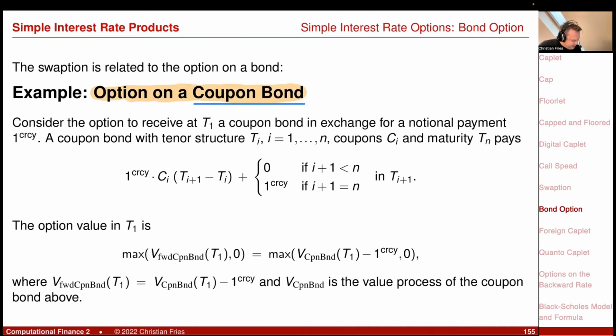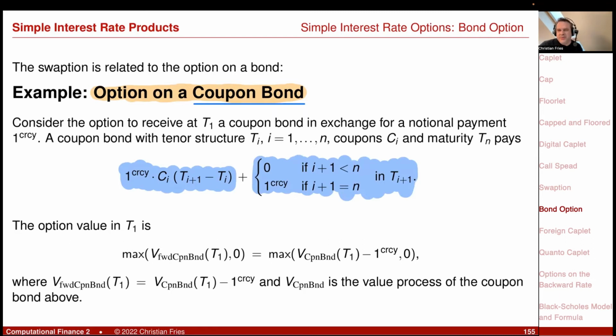So there is 1 unit of currency multiplied with a fixed coupon at the end of each period, multiplied with the period length at the end of each period, plus then the notional, and this here is the case where notional is 1, at the end of the last period. So that was our coupon bond.